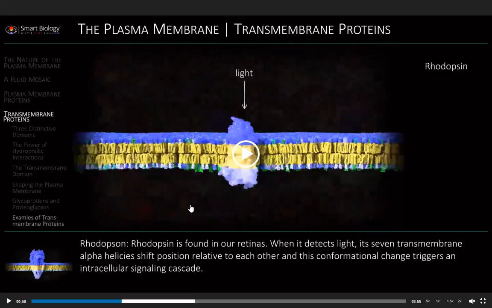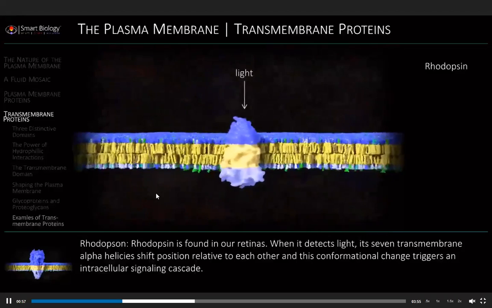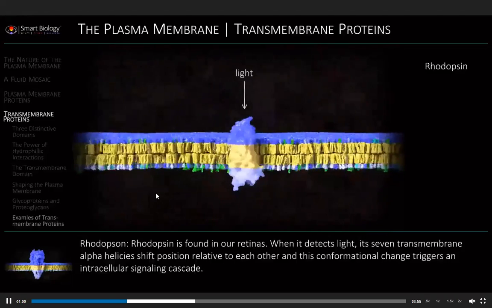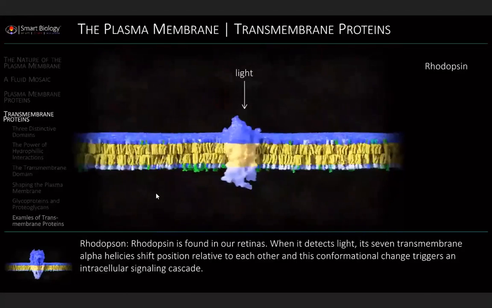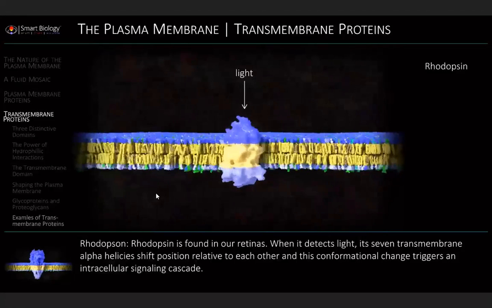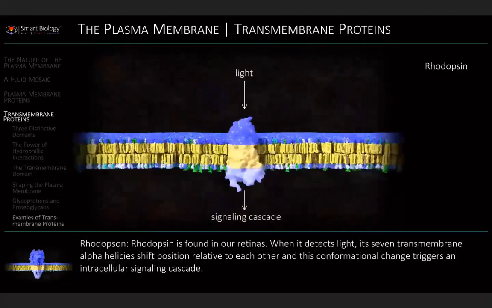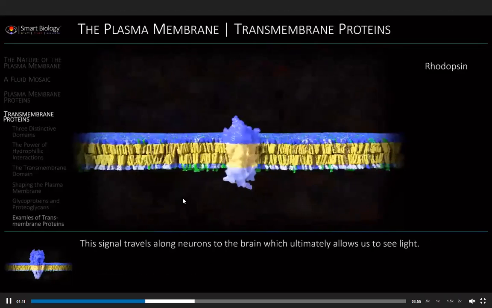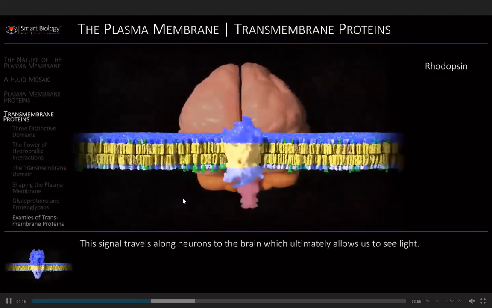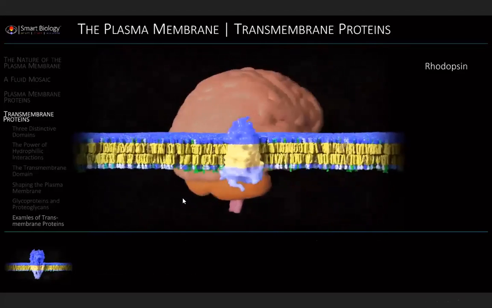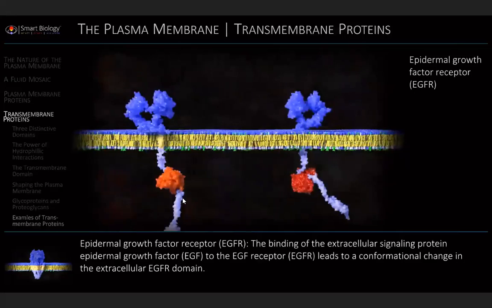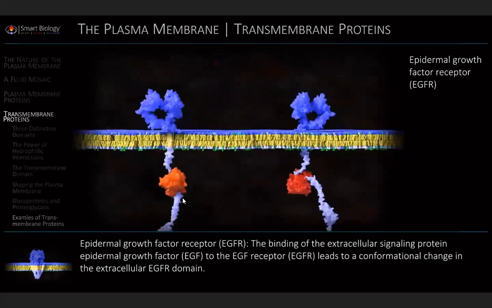It's 7 transmembrane alpha helices. They shift position relative to each other, and this creates an intracellular signaling cascade. So let's have a look. It receives the light, and then when it receives the light, it undergoes a conformational change, which can create a signal transduction. This signal will then transfer to the brain, and it will allow us to see.